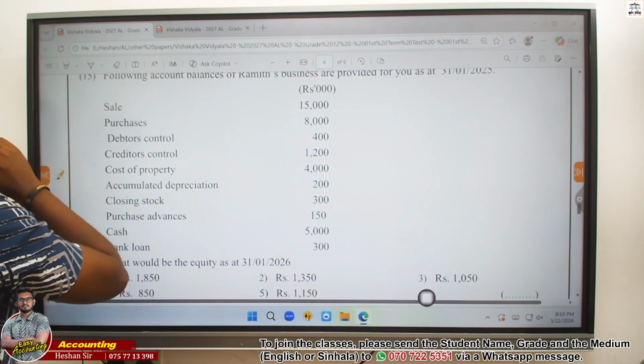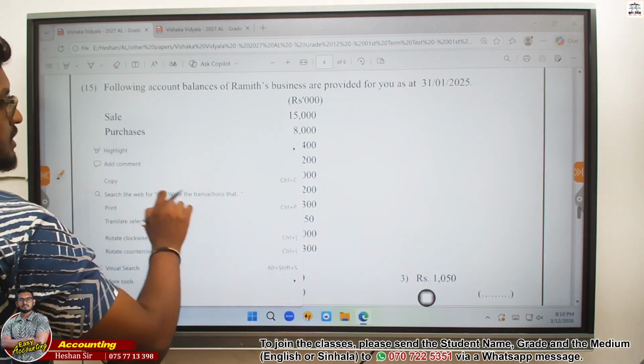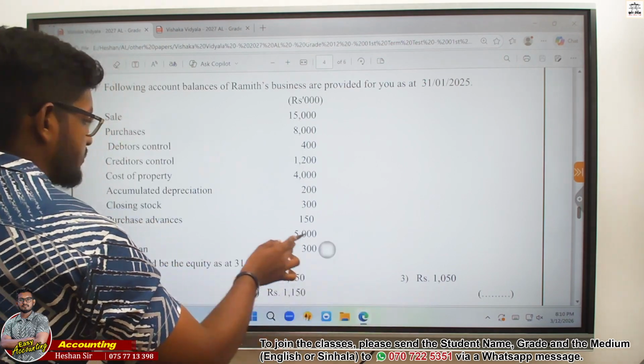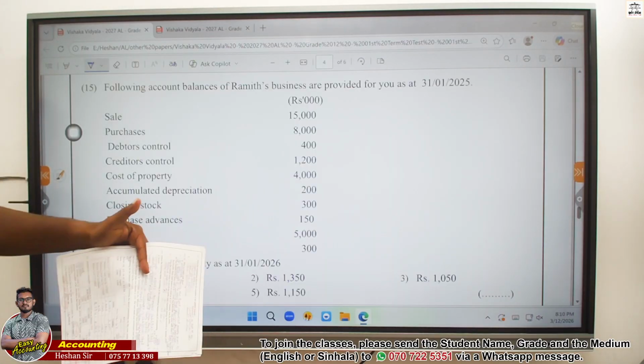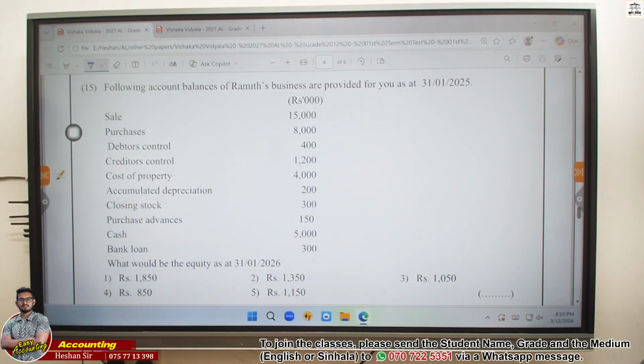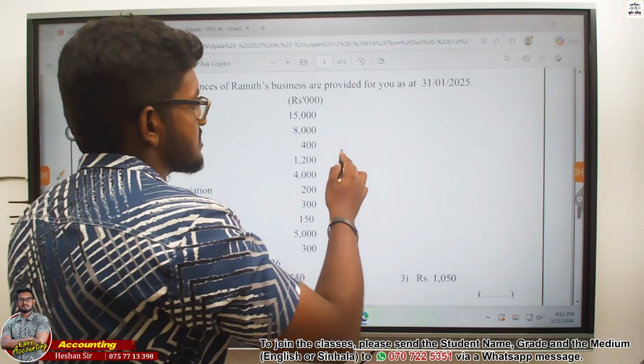Now I gave you a method to remember the MCQ 15. Send me a thumbs up. Hope you can hear me, right? Some guys asked, is there any other easy method to calculate the equity? Yes, you can do it like this as well.